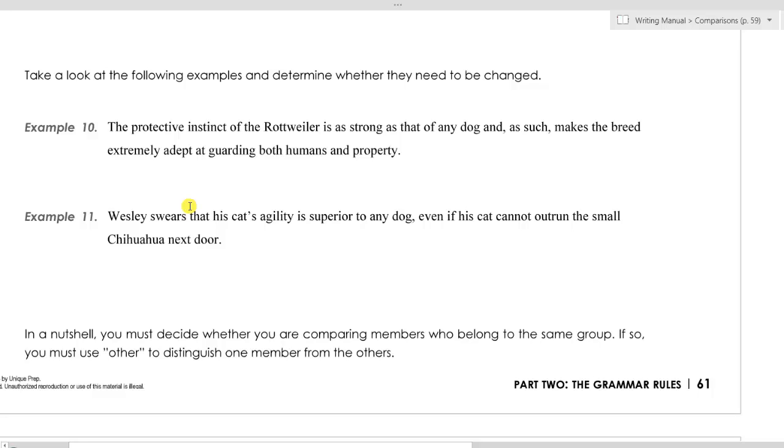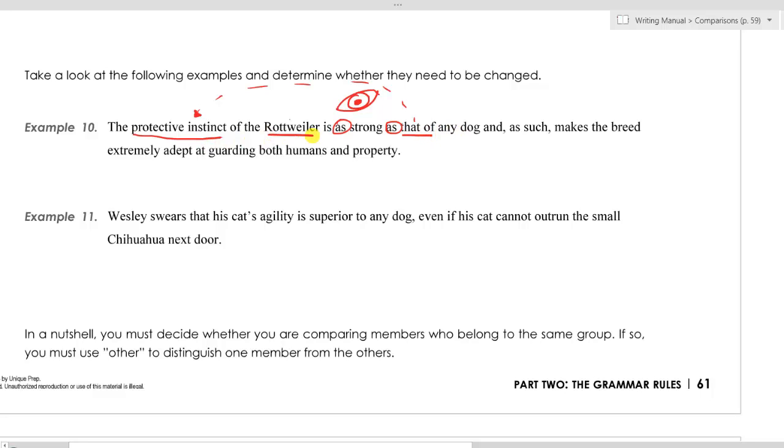In example 10, we have the protective instinct of the Rottweiler is as strong as that of any dog, and as such makes the breed extremely adept at guarding, and so on. So we have protective instinct. "As" is our tip-off clue. We have "that of," the "that" referring back to protective instinct. So that's all good. Protective instinct of the Rottweiler is as strong as protective instinct of any dog.